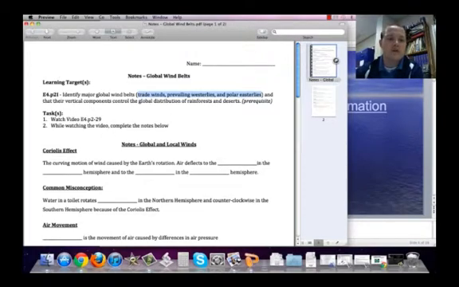The second part is we're going to talk about the vertical components and how the vertical components regarding the types of air move based upon its warmth and its moisture content, and also how it travels to particular locations throughout the entire world. We're going to talk about the distribution of rainforests and deserts.